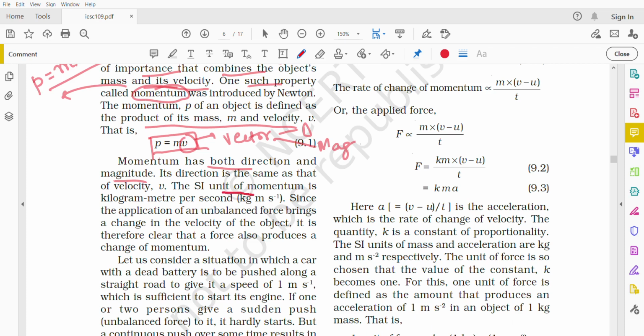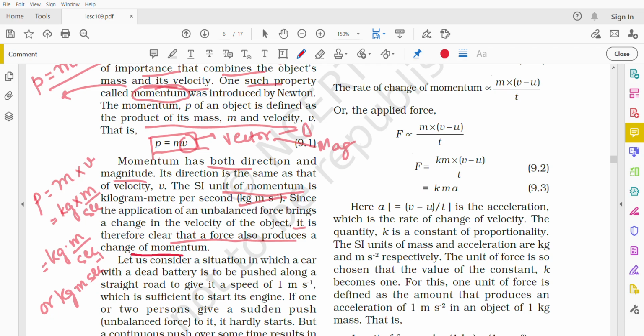Now the SI unit of momentum you can derive. SI unit of momentum: p is equal to m into v, and the unit of mass is kilogram, into meter per second, which is the unit of velocity. So it will be kilogram meter per second, or we can write it as kilogram meter second to the power minus 1, which is written here. Okay, and so it is therefore clear that a force also produces a change of momentum.